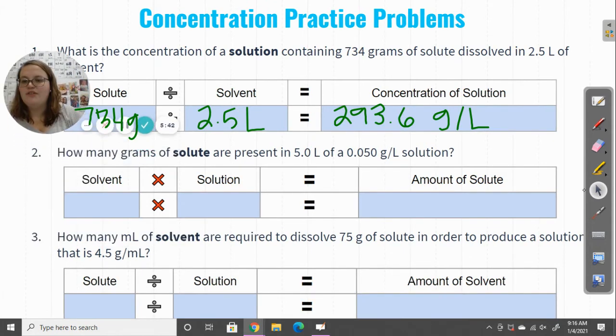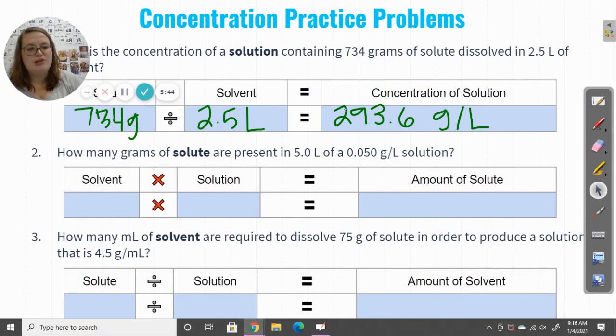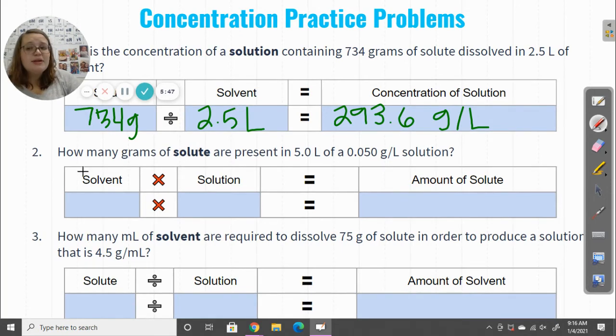The second one, we're solving for solute, and you notice I've bolded the word solute for you. On your assignment, it's set up the same way. It's going to tell you what things to plug in. So solvent times solution equals amount of solute. How many grams of solute, that already tells you your unit is going to be grams, are present in 5 liters of a 0.050 grams per liter solution. So my solvent is 5 liters.